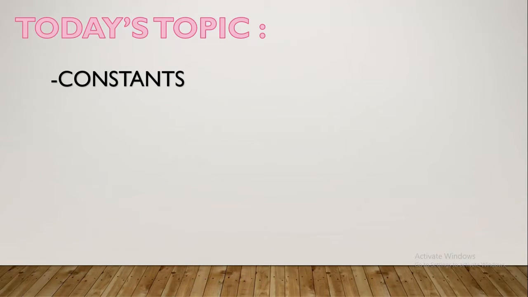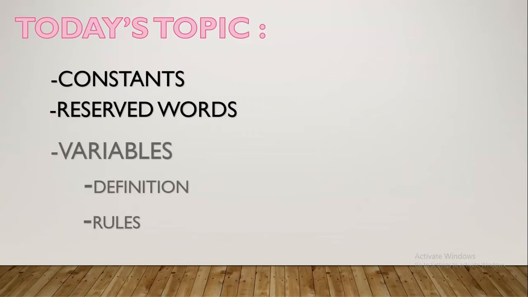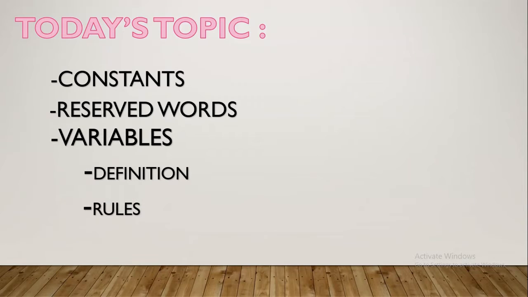We will see what constants are and their examples. Then our next topic is reserved words. As we have already seen these as keywords, we will go into more depth on this. The next topic is variables. In the variable section, we will discuss the definition of variables and the rules for assigning a particular variable name when you are assigning any value to it. So let's get started without any delay.